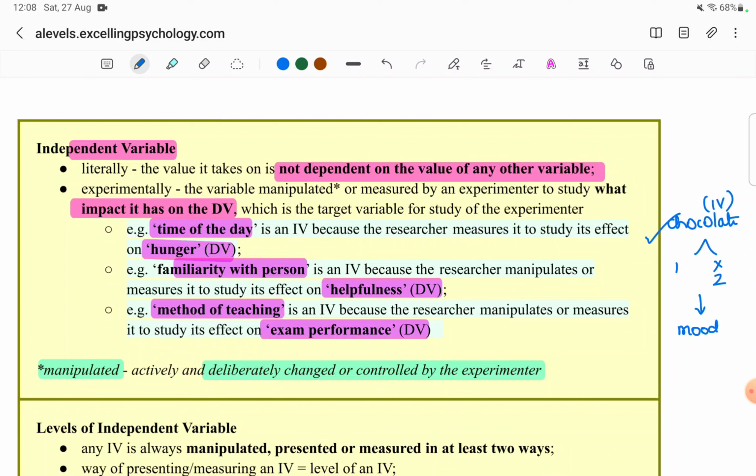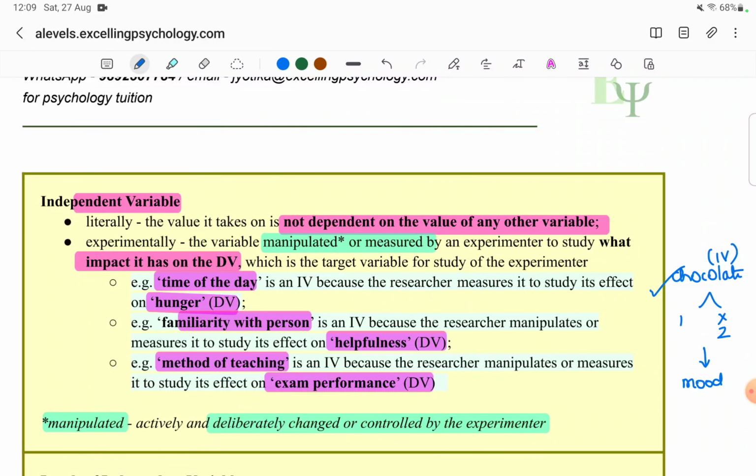That is very true. In many experiments, we'll find that independent variables are indeed manipulated by the experimenter. But is this necessary? No. Sometimes independent variables could simply be measured by an experimenter. Let's understand this, and this understanding is very important. Some variables simply cannot be manipulated by an experimenter. Either it is impossible to manipulate these variables, or it is unethical to manipulate these variables.